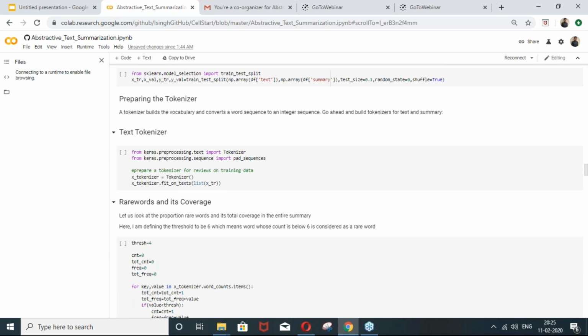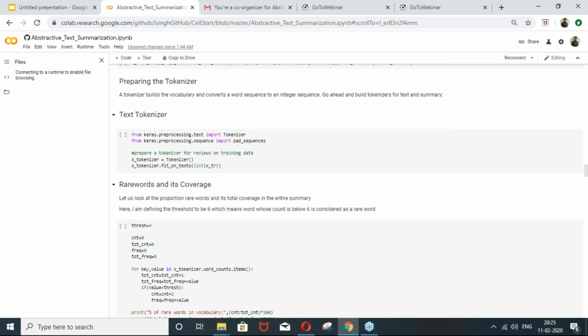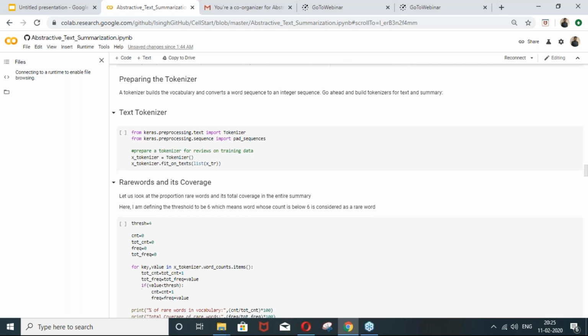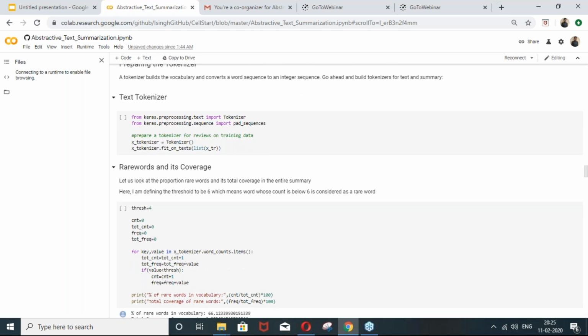So for the next part, we will handle some of the rare words. Everybody used to type reviews in their own way, and they might use words which are not understood by everyone. So I am defining a threshold of 6, which means a word whose count is below 6 is considered a rare word, because we have to eliminate the rare words.